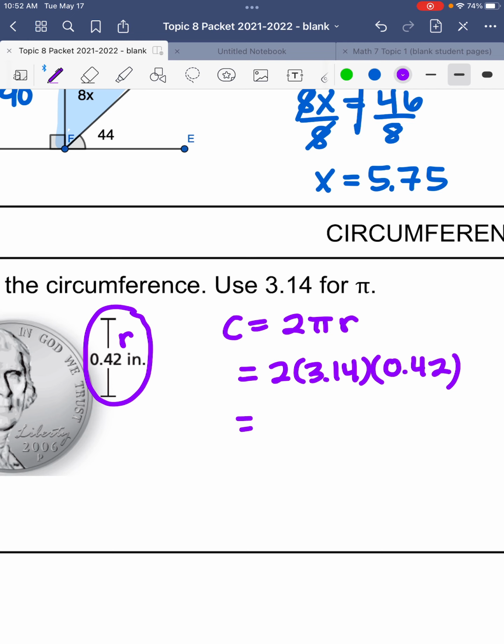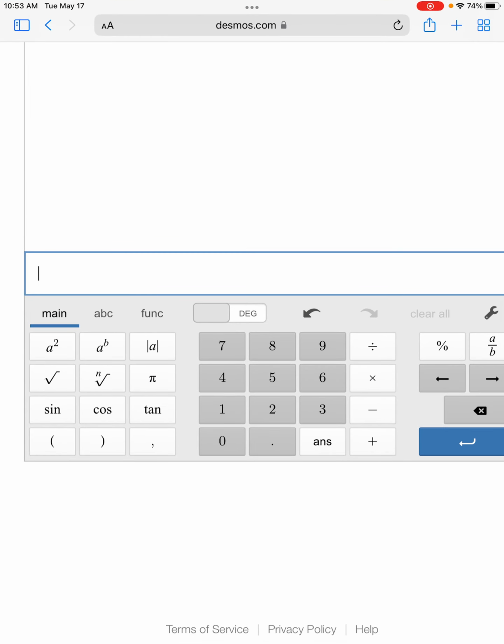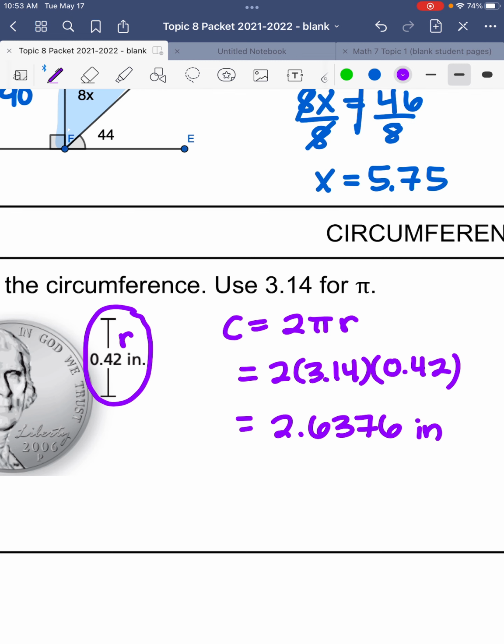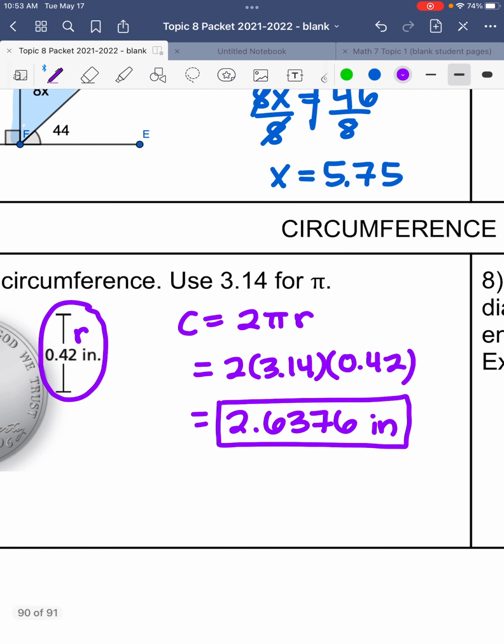So when I put that into my calculator, I get 2.6376 inches. And I just want to show you that that's what you get. So let me go to my calculator real fast. Let's clear all that. So we have 2 times 3.14 times 0.42, and you get 2.6376 inches. Okay? So now let's move on to number 8.